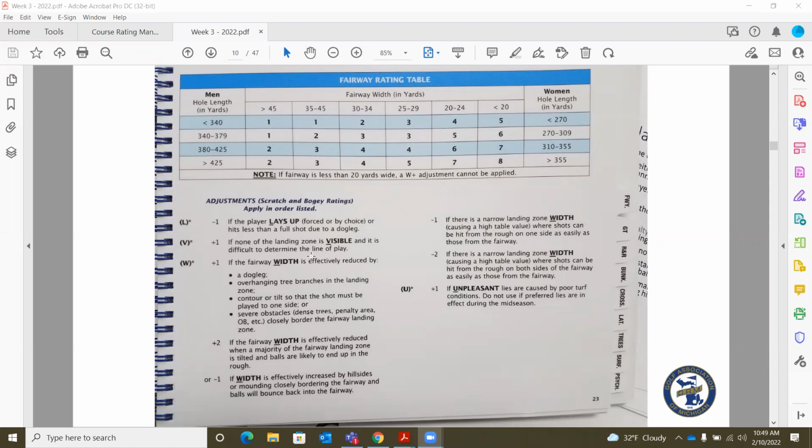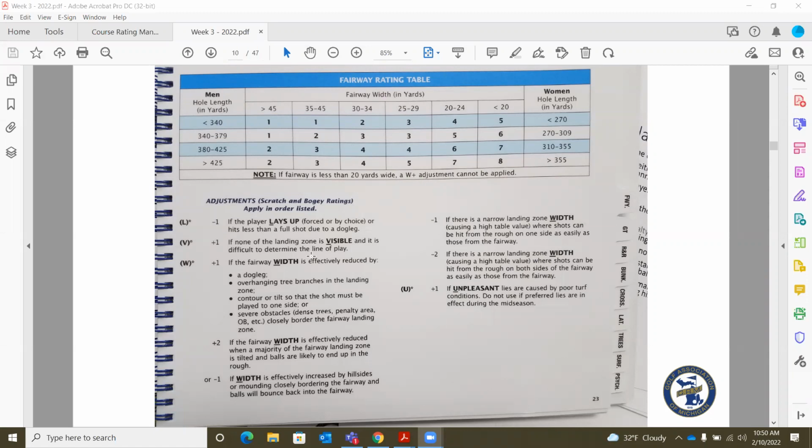Another adjustment here is the W adjustment. In this case, W can be both a positive or a negative. When we talk about a positive adjustment, it's making it harder, more challenging. If it's a minus adjustment, it's making it easier. So you could have a W adjustment if a dog leg makes the area that you're hitting your shot into narrower, because you might not be able to roll it out completely, or it might be cut off by a rough dog leg or bunker that is on the dog leg or around the turn.